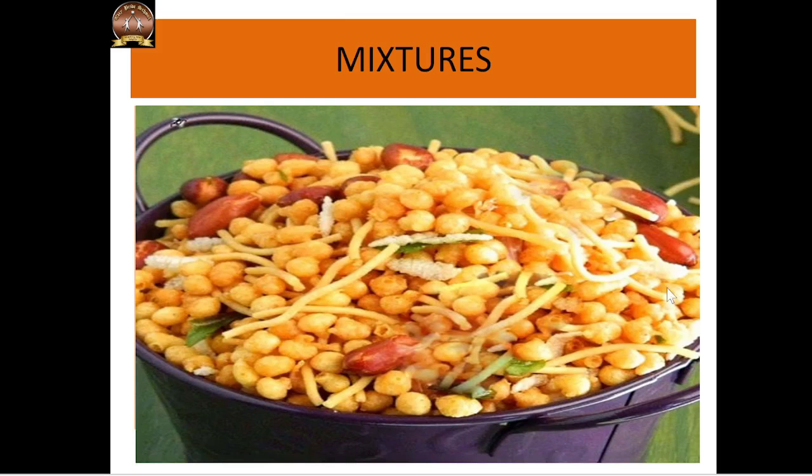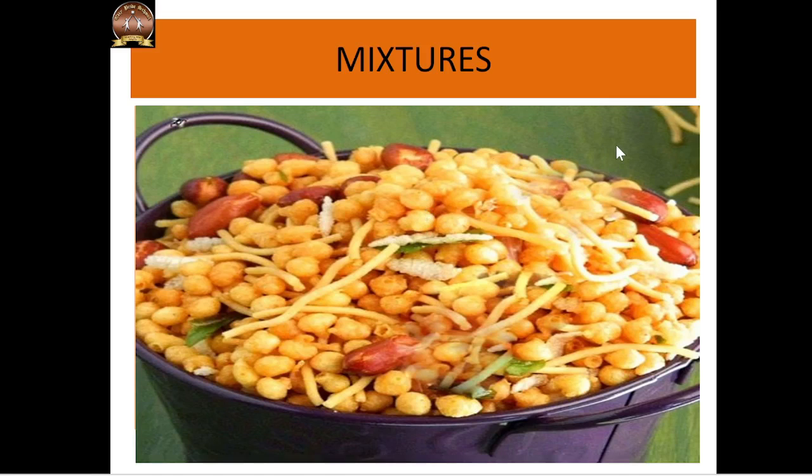Now take a look at this. When we say the word mixture, this is the first thing that would come to my mind. Mixture is another name for something called farsan in Maharashtra. Farsan is made up of many components which are of different sizes and shapes. And it also has peanuts in it, it has curry leaves in it, it has poha in it. So it has so many different components.